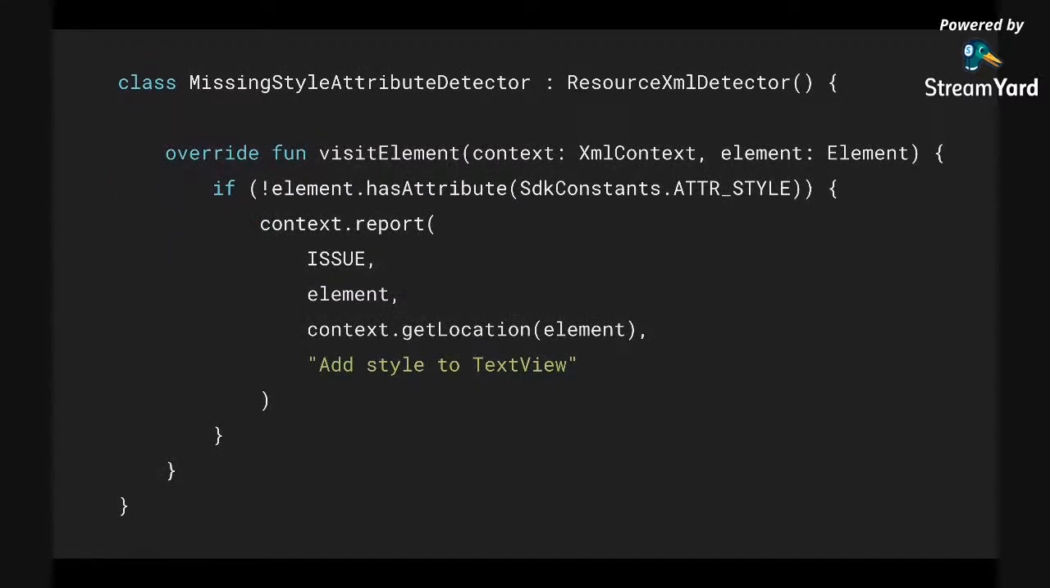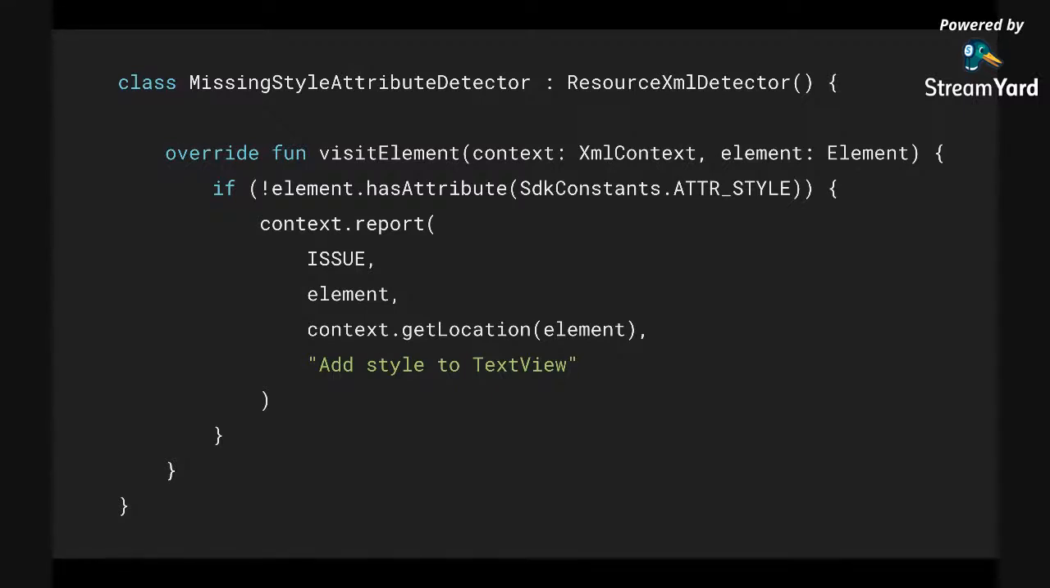And what happens when Android Lint finds a certain element, which is a text view in this case, in a resource layout file? What does it have to do? Here comes the logic of checking things. So in this example, we get access to a context and an element.